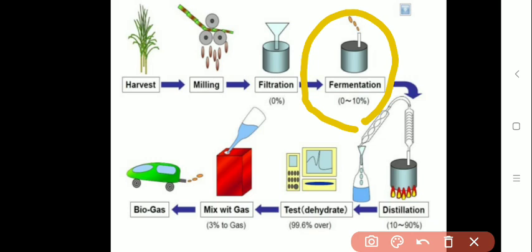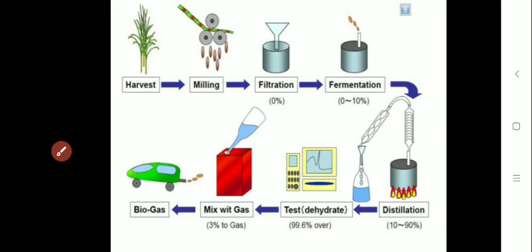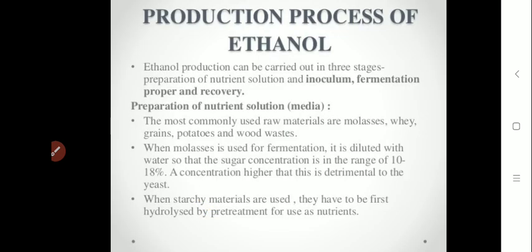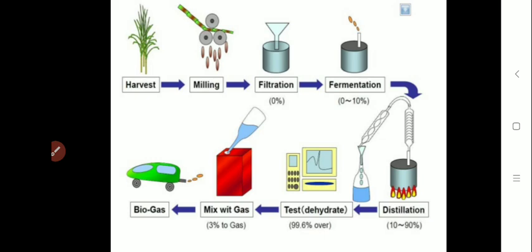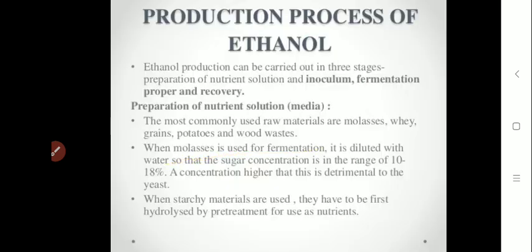This separation and purification of alcohol is done with the distillation process. With the help of the distillation process, pure ethanol is separated, and then further testing of this ethanol is carried out, and then it is supplied for various purposes and different uses. This is just a simple flow sheet which explains ethanol production in a simple way. Now we'll start with the production process of ethanol in detail.